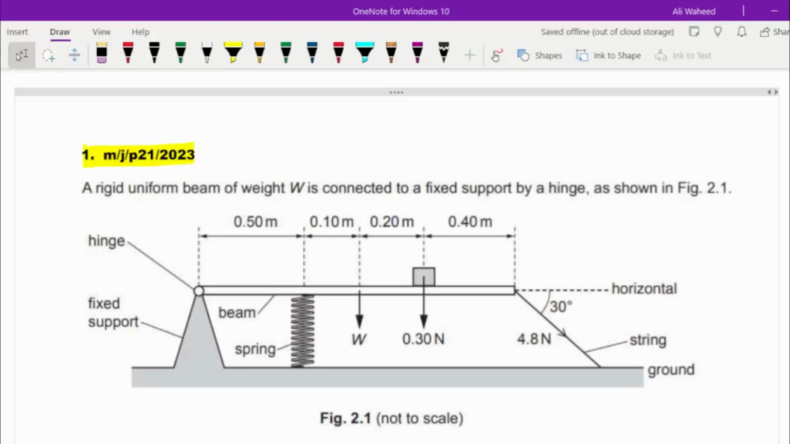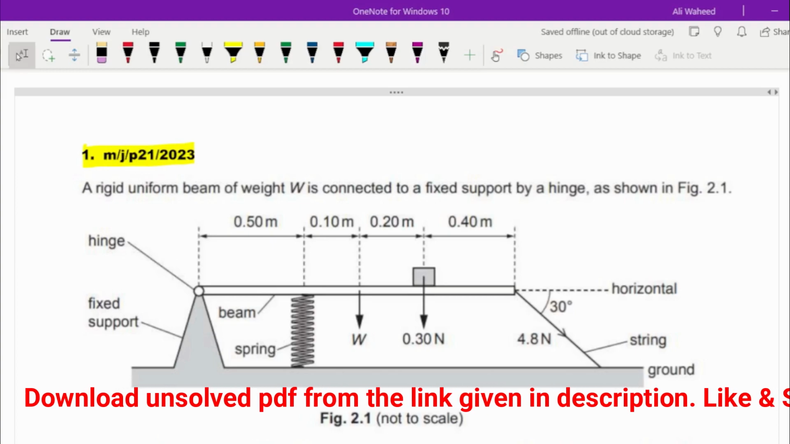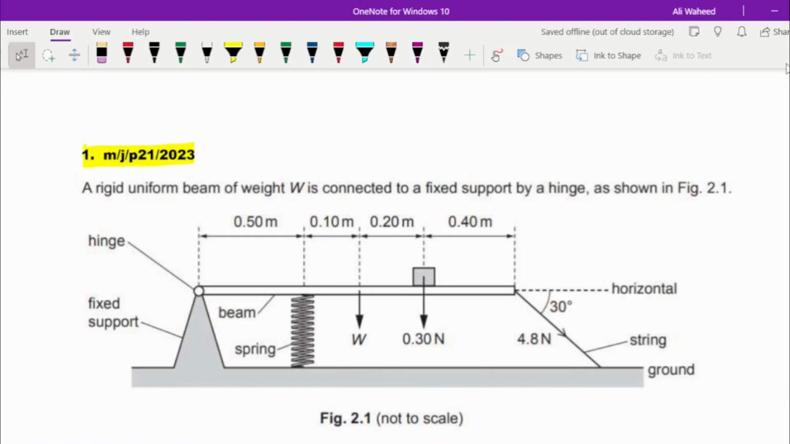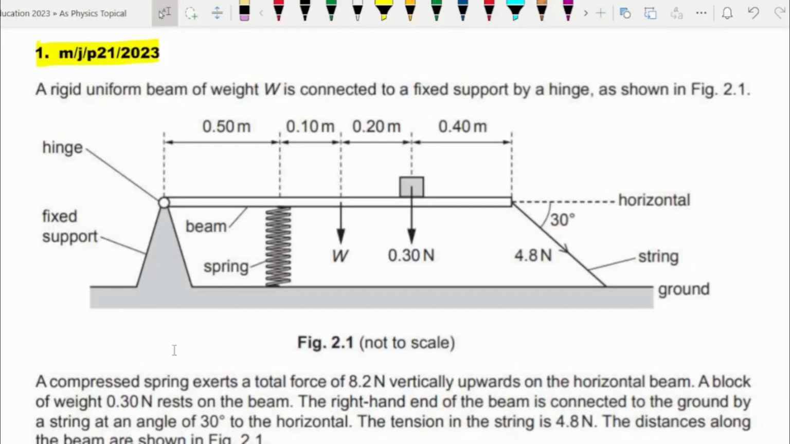Alright, so here we have the first question from the topic of moment of force from one of the most recent past papers, 2023, paper 2-1 May June. And that is question number 2, by the way, from that paper. So let's start this one.